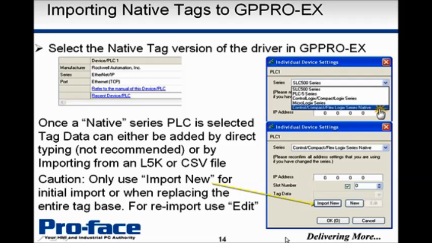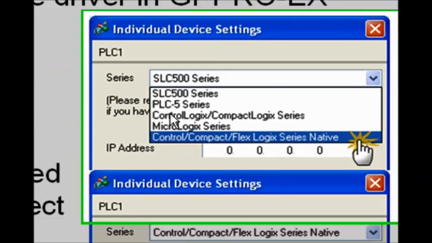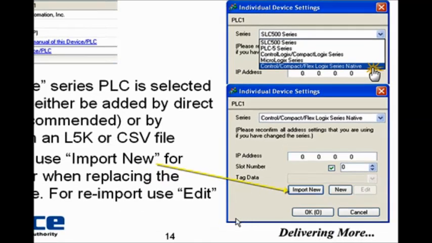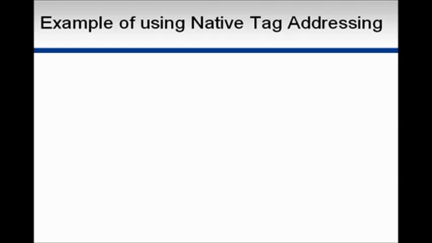And on the other side, in GP-PRO EX, once you've saved your project in that L5K format, what you do is you choose the version of the driver. Unlike the tag mapping, the PLC mapping version that we had before, we choose the one called native. And once we've done that, we can now import the entire L5K file into the GP-PRO EX database. And I'm going to show you how we do that.